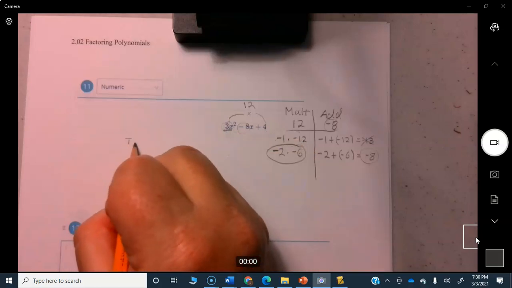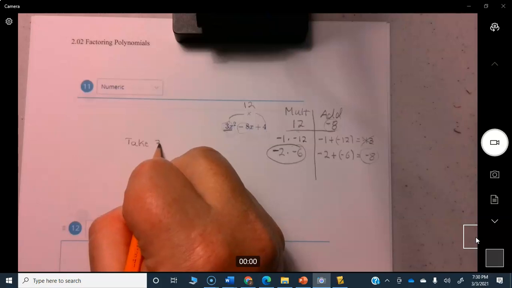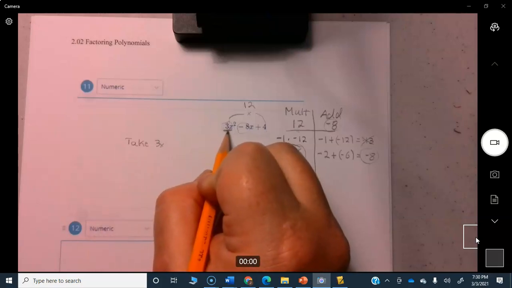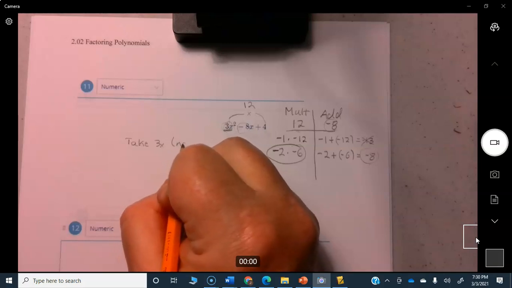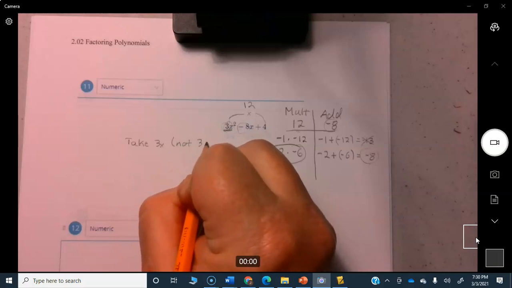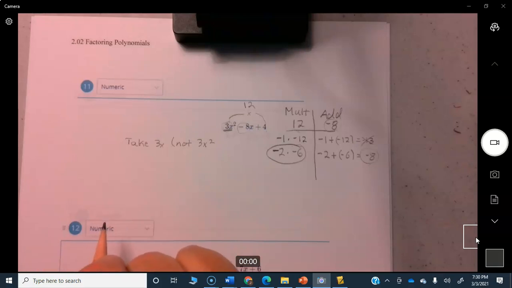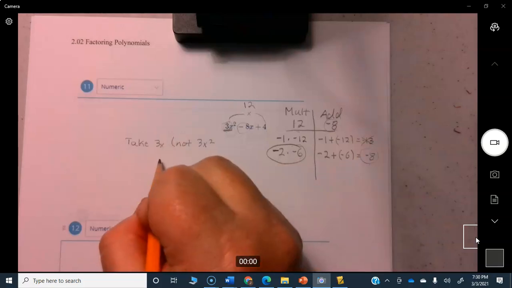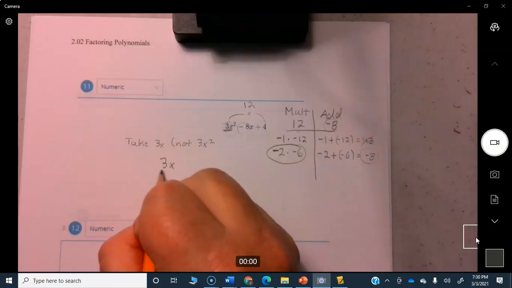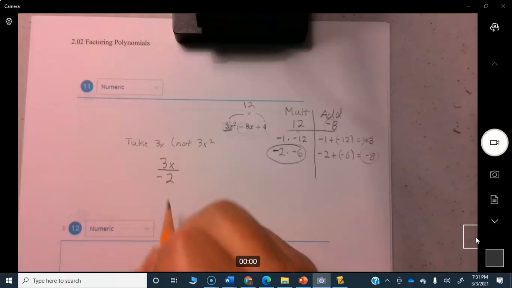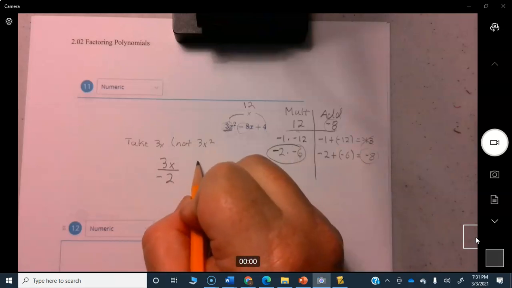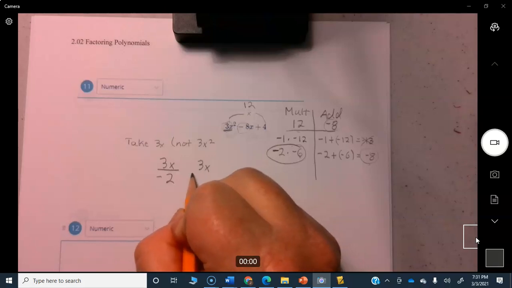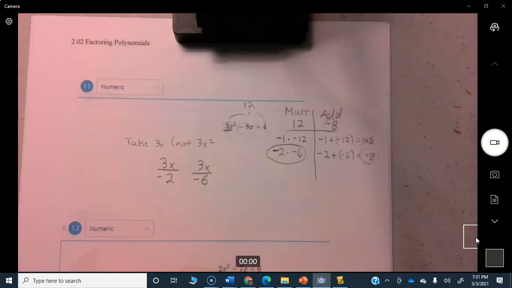So take 3x, whatever this first coefficient and variable is, not, and let me emphasize this, not 3x squared, just 3x. And you place it over each of these two numbers that you came up with here. So it's going to be 3x over -2, and this one's -6. It's going to be 3x over -6. Okay? So now you have two ratios, and now you reduce them.